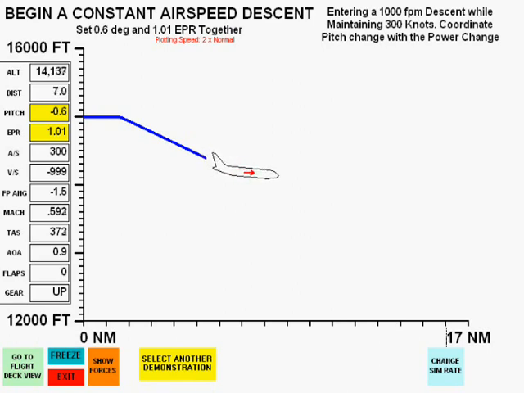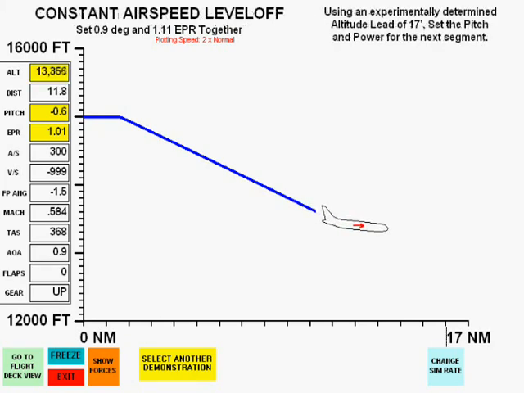As we approach our target altitude of 13,000 feet, we will return to the prior pitch attitude and power setting that maintained level flight at 300 knots, but we will use a slight lead in altitude, since during the transition the vertical speed takes time to return to 0 feet per minute. The lead in this example will be 17 feet.